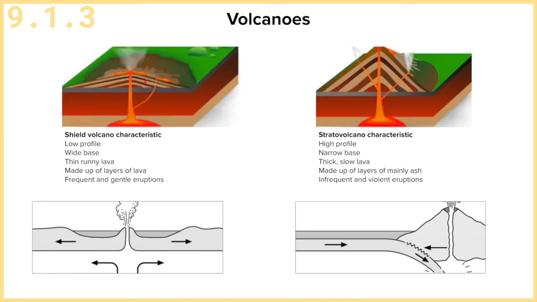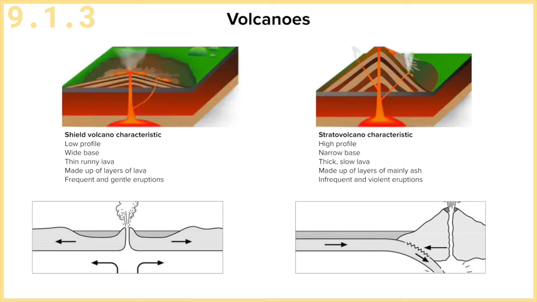And in reality, there aren't really layers because it's just lava that's building up over time. So you've got low profile, not very high, wide base because the lava runs a great distance away from the vent. It's made up of runny lava, it's made up of only lava, there's no ash really. And these types of eruptions occur really, really frequently, but they're not very violent. By that I mean that in some cases like Hawaii, some of these shield volcanoes are constantly erupting, but because it's only made up of runny lava, there's no build-up of energy or pressure to create a really violent eruption. So it's kind of just a gentle flow of lava constantly.